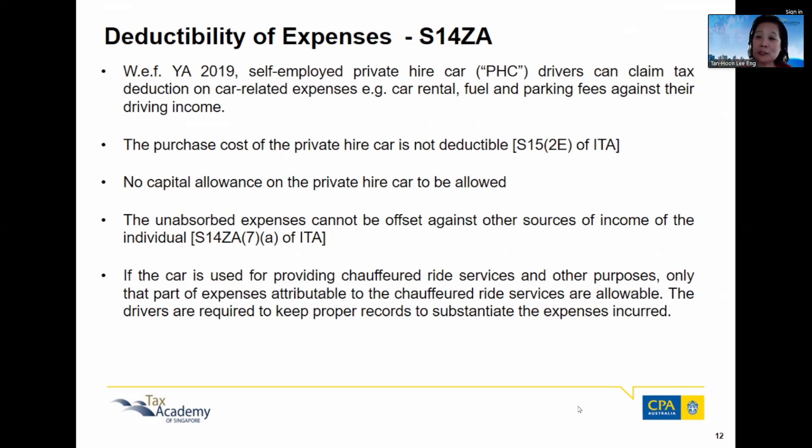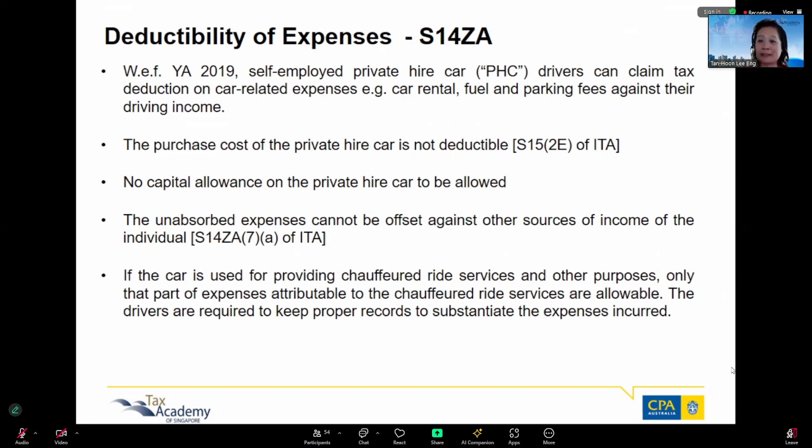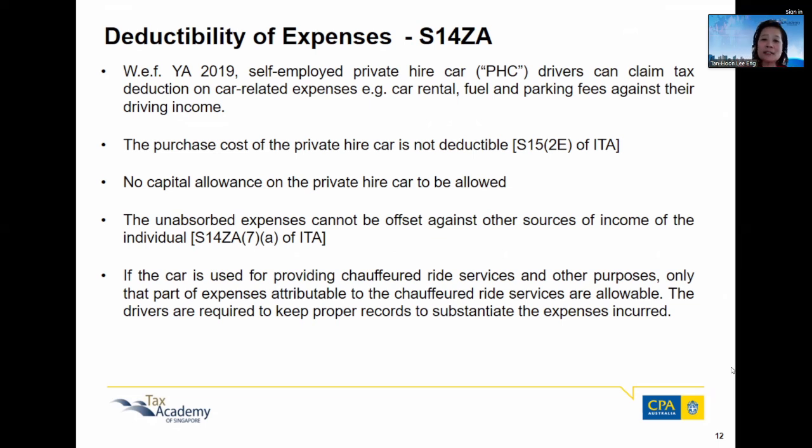But there's something you need to take note of, that is Section 14ZA, which allows private hire car drivers to claim tax deduction on the car. That is only effective from YA 2019. So specifically, we have this section given to private hire car drivers. If they have car-related expenses, they can claim, and it's only for them, not for any others. But the purchase cost is definitely not allowable. It's a capital expense, and there's no capital allowance to be given as well.